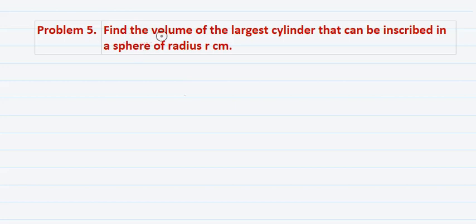Here it is. Find the volume of the largest cylinder that can be inscribed in a sphere of radius r. The question is, we need to prove that the volume of the cylinder is largest, which is inscribed in a sphere of radius r centimeter. So the given part is a sphere whose radius r is given, meaning r will act as a constant term with us over here. And we need to prove that the volume of the cylinder is largest. Understood?